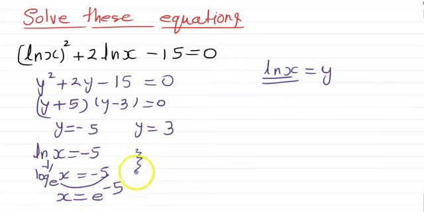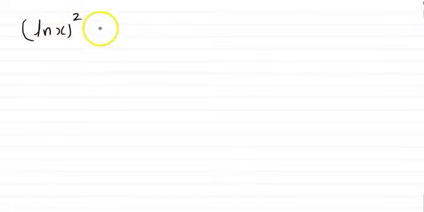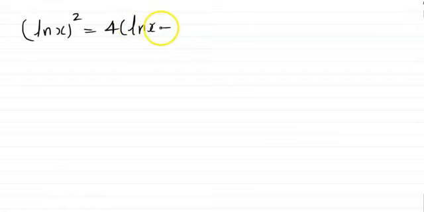Okay. Now let's go for this value. It is ln x equal to 3. ln is basically base e. So log base e of x equal to 3, so x equal to e to the power 3. Okay. Now one more question. Please write down (ln x) square equal to 4 ln x plus 12. Solve this equation.